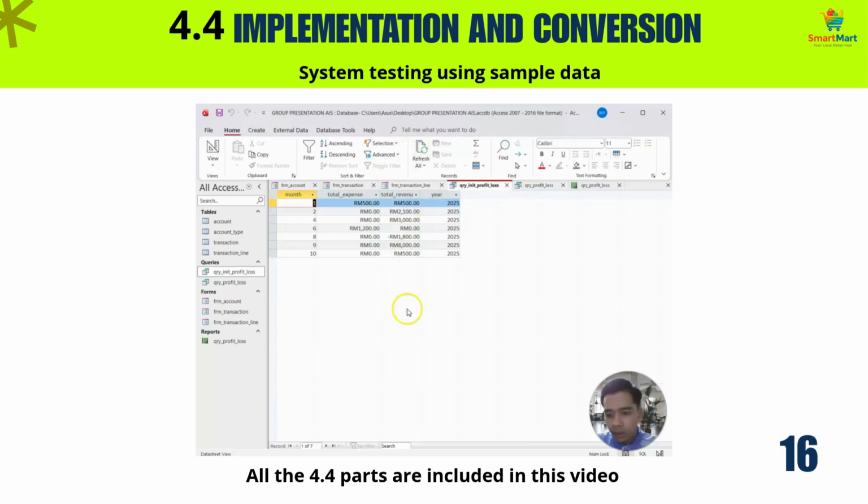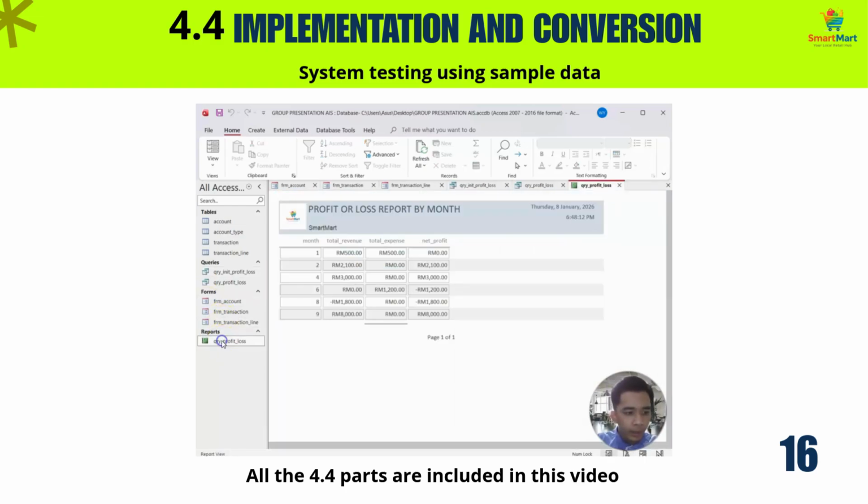Refresh. Okay. Now you can see the data appears in the queries, which is this transaction. The newly entered transaction is now included in the monthly profit and loss report. See this 500.